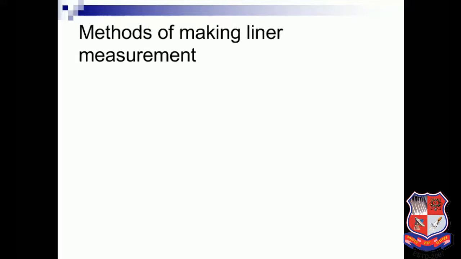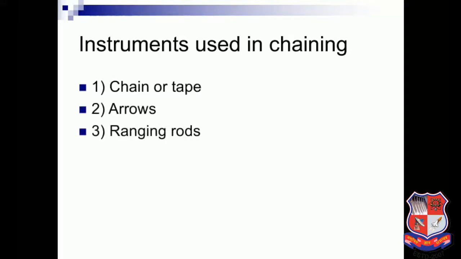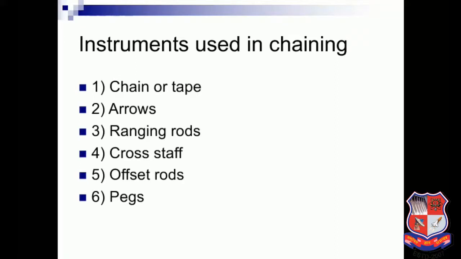Now, first of all, methods of making linear measurement. There are 3 methods. First one is the direct method, second one is the optical method, and third one is the electronic distance measurement method, that is the EDM method. Now, which instruments are used in chaining? First one is a chain or a tape, second is arrows, third is ranging rods, fourth is a cross staff, fifth is offset rods, sixth is pegs, and seventh is a plumb bob. These are the necessary instruments used in chaining.